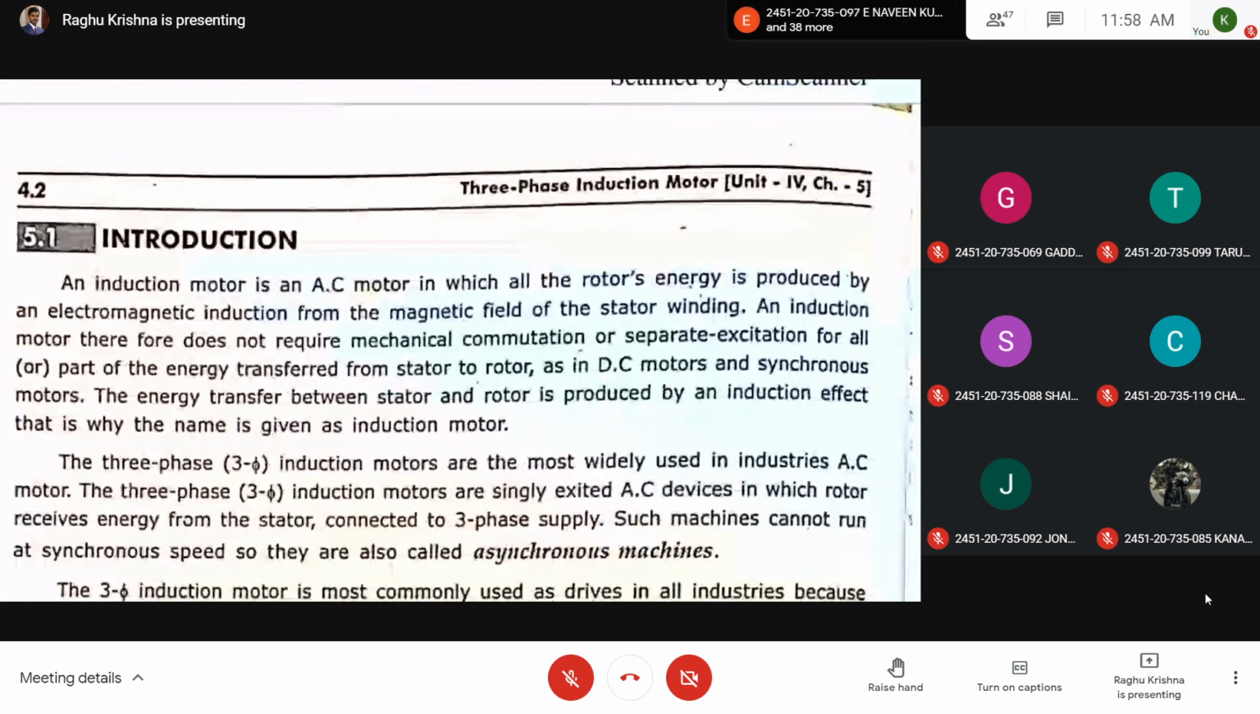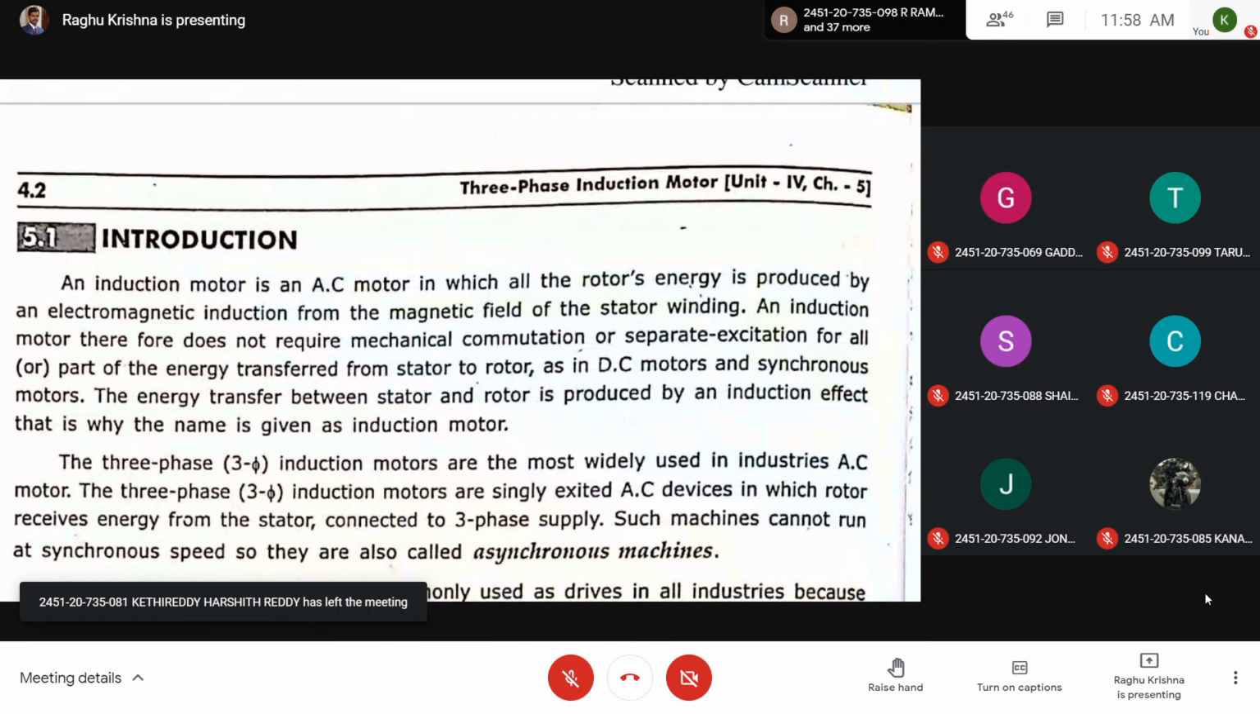So induction motors. The next topic is three-phase induction motors. I will continue this in the next class.